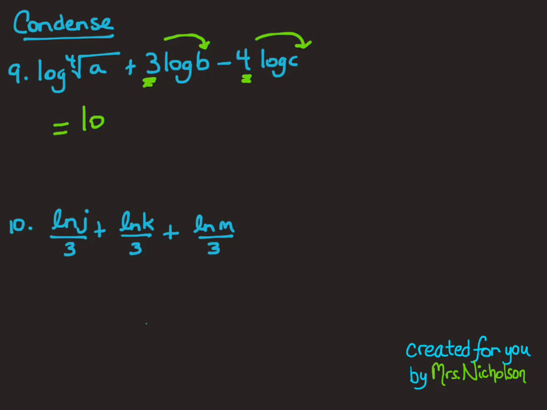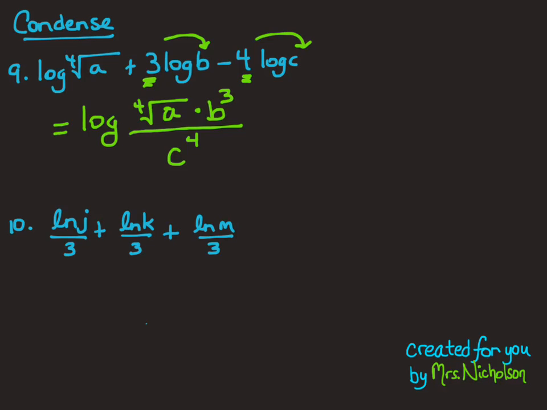So my condensed version should look like this. Log of the 4th root of a times b cubed. So I put that 3 as an exponent on the b. I multiplied here because previously we were adding the logs. We were adding the exponents. And next it says minus, so I'm going to divide c to the 4th.